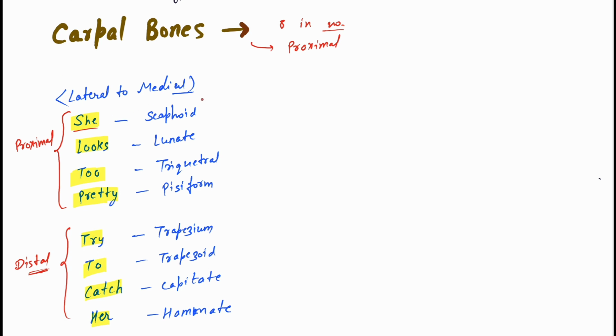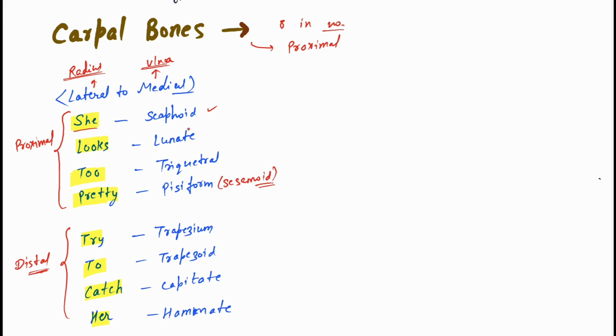So we have the mnemonic here. The scaphoid is present radially, meaning laterally. Which forearm bone is lateral? The radius is present laterally, and medially we have the ulna. So we have the scaphoid, then the lunate, triquetrum, and the pisiform. Pisiform, we told, is our sesamoid bone and the smallest carpal bone. Then we have the trapezium, trapezoid, capitate, and hamate.